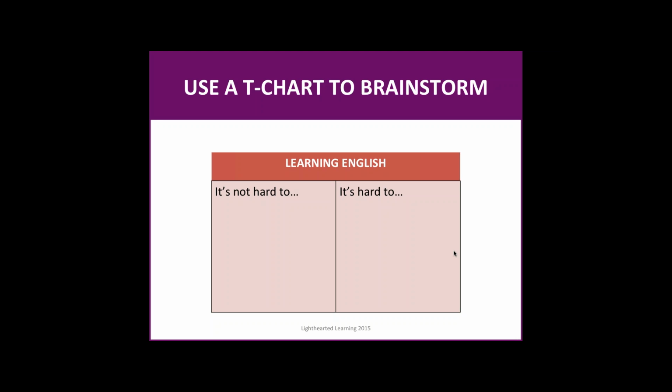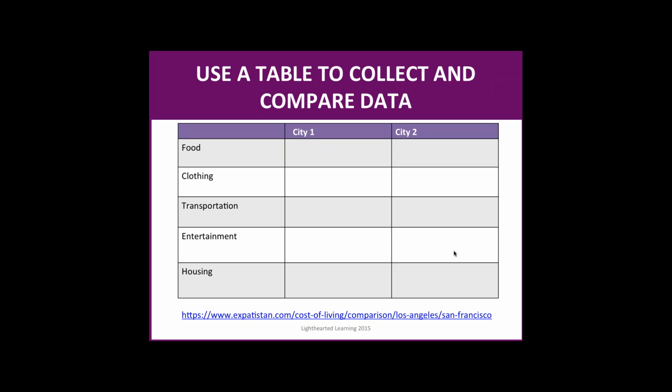You can use a table to collect and compare data. This is a great site. On this slide, it's a site that compares any major city in the world for cost of living around these items. So learners could actually look up some of this information. They could predict the information. At the higher level, they could read about it and fill it in. This would also be comparison perhaps between their hometown and where they're living now.